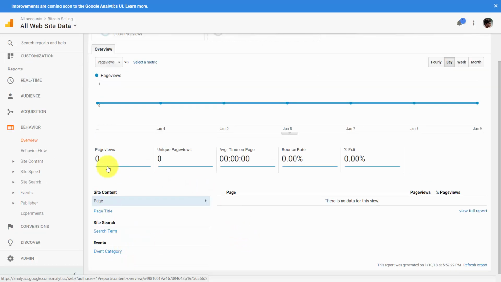Now to look at the other measures, we're actually going to go to the Behavior tab here on the left side menu. We're going to click the Overview. Now page views is just a raw number. It is the number of times someone views a page on our site. If someone views a page more than once in a particular session, then that will count toward page views.